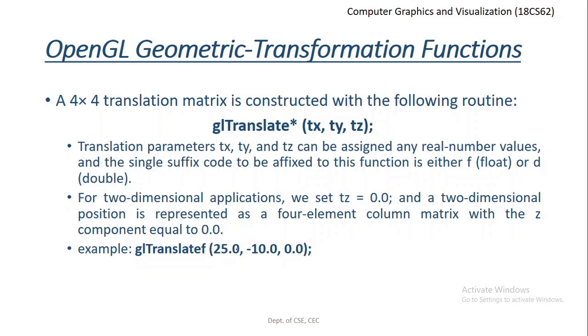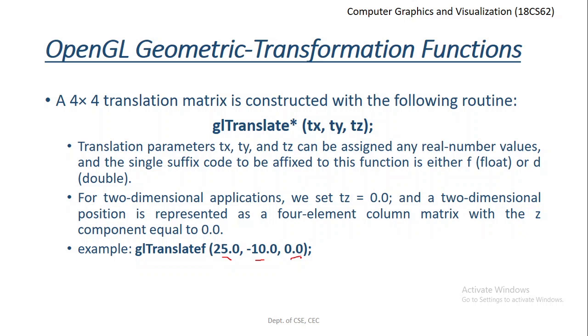So Tx is assigned the value of 25, Ty is assigned the value of -10, and Tz is assigned the value 0. So this indicates we are not specifying a non-zero value to the translation parameter along the z-axis. We have initialized the value equal to 0. So this is how we will be using this glTranslate function in case of a 2D application. So remember, the name of the function for specifying the translation transformation is glTranslate.